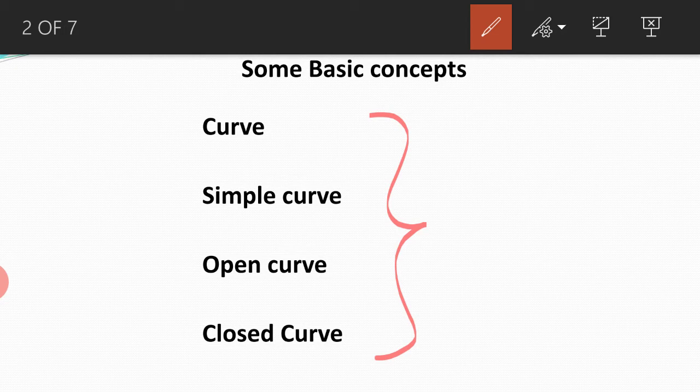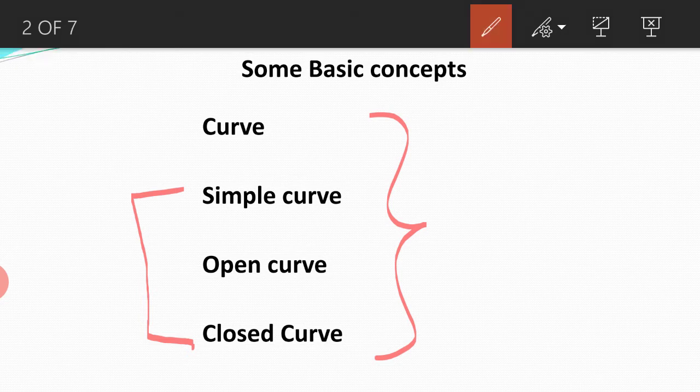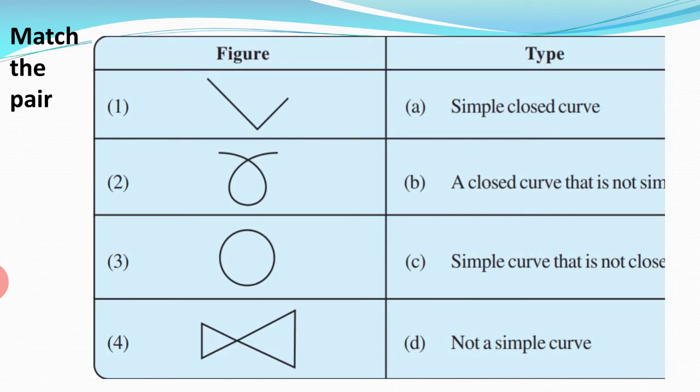Now if a simple curve which is closed and made up of line segments, then we will get a polygon. But before going to that, let us have quick revision of the concepts which we have studied till now by doing match the pair. Now this is from the textbook. On left hand side the curves are given, on right hand side the description is given.